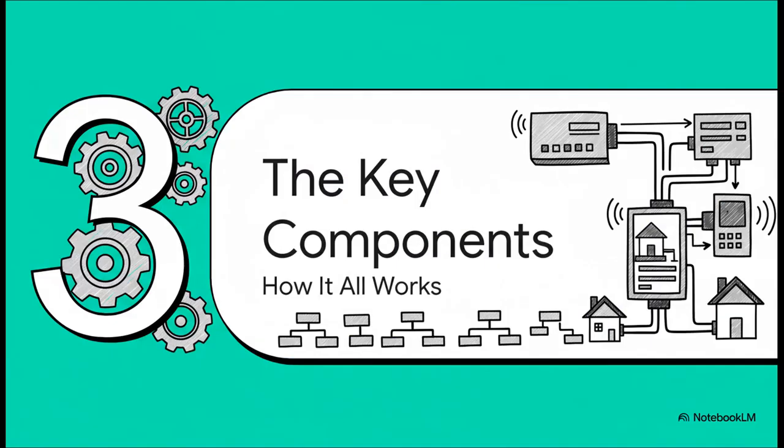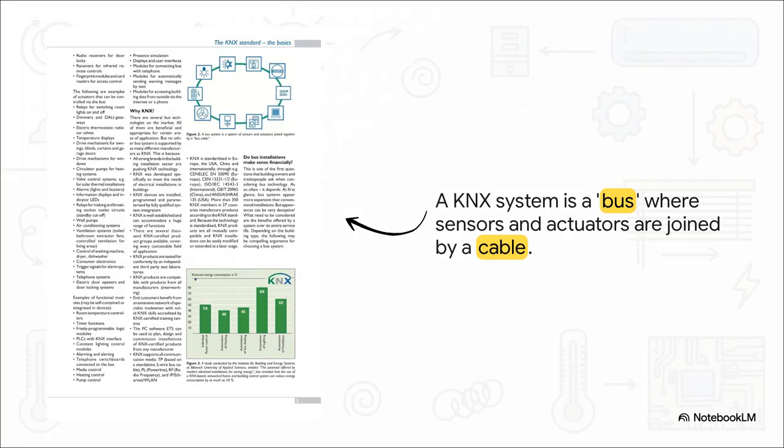Okay, so we've established it's a decentralized language. But what are the actual pieces? What are the building blocks that make a KNX system tick? Let's take a look under the hood. At the very heart of a KNX system is something called the bus. The best way to picture it is as the building's central nervous system. It's usually the single green cable, a twisted pair cable, that runs all throughout the building, connecting everything together.